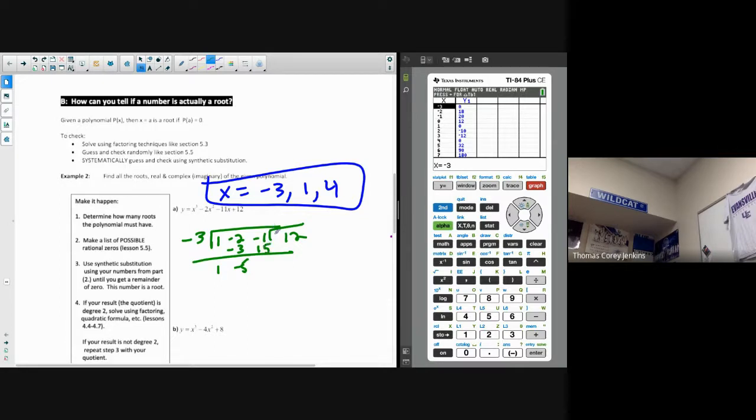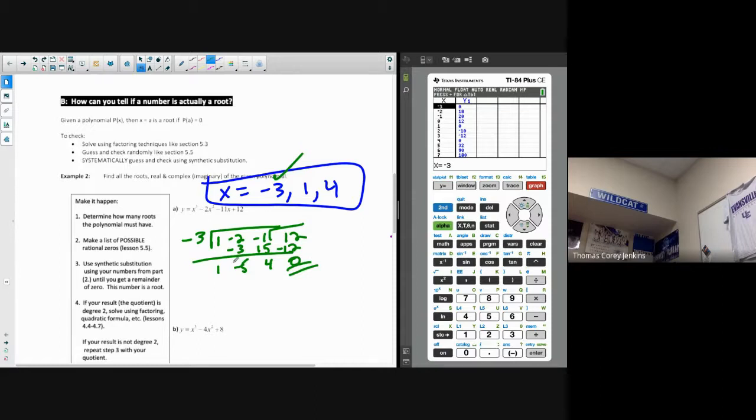That says -11 though. So that would give us 4. -3 times 4 is -12. All right, so that's the key right there. We get that 0 remainder. That confirms that -3 is a root.